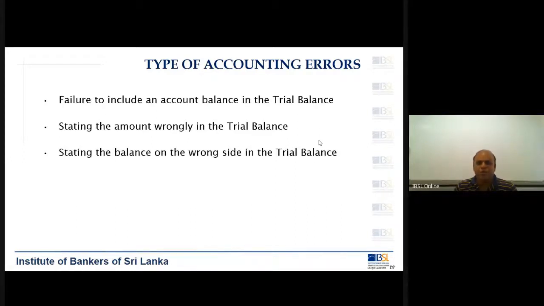This error is also very important. Again, this also relates to you when you are doing the exam question. Stating the balance on the wrong side in the trial balance. Now, this also can happen. Human errors can happen. There is a balance of 50,000, a debit balance, but at the time of writing it to the answer script, you have written it on the credit side. Stating the balance on the wrong side means instead of putting it in the debit column, you have put it in the credit column. Again, the trial balance won't balance.